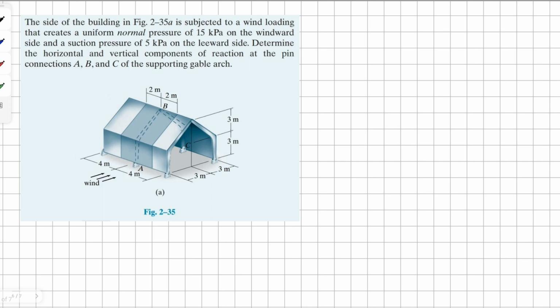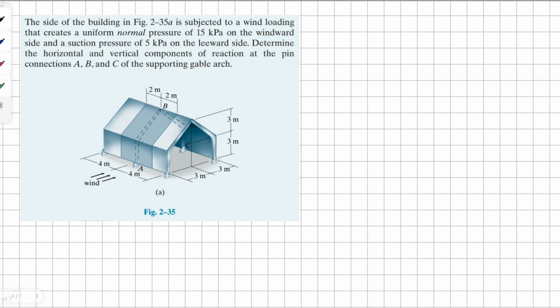In this video, we are going to solve a statically determinate structure subjected to wind loading. Our goal here is to determine horizontal and vertical reaction components at connections A, B, and C. This structure is exposed to a uniform normal pressure of 15 kPa on the windward side and a suction pressure of 5 kPa on the leeward side.